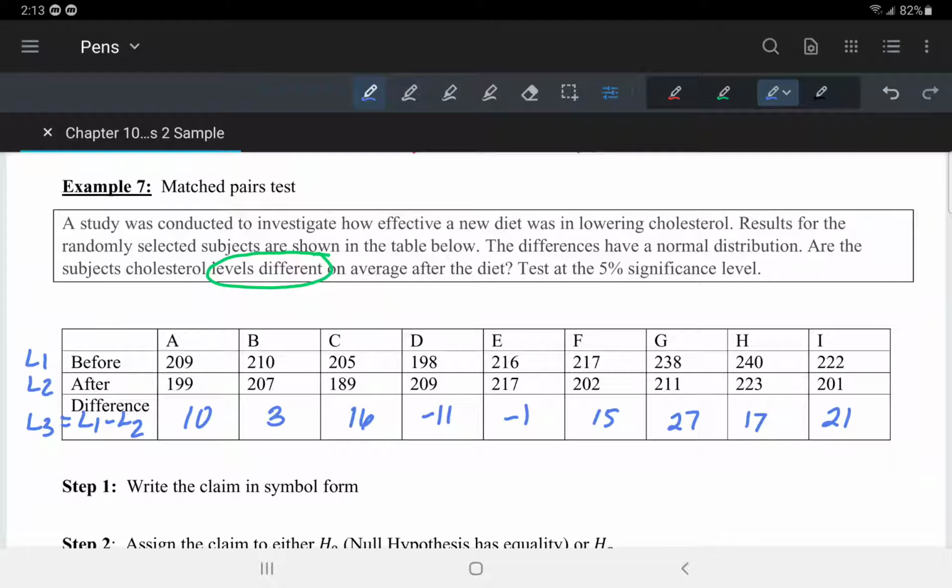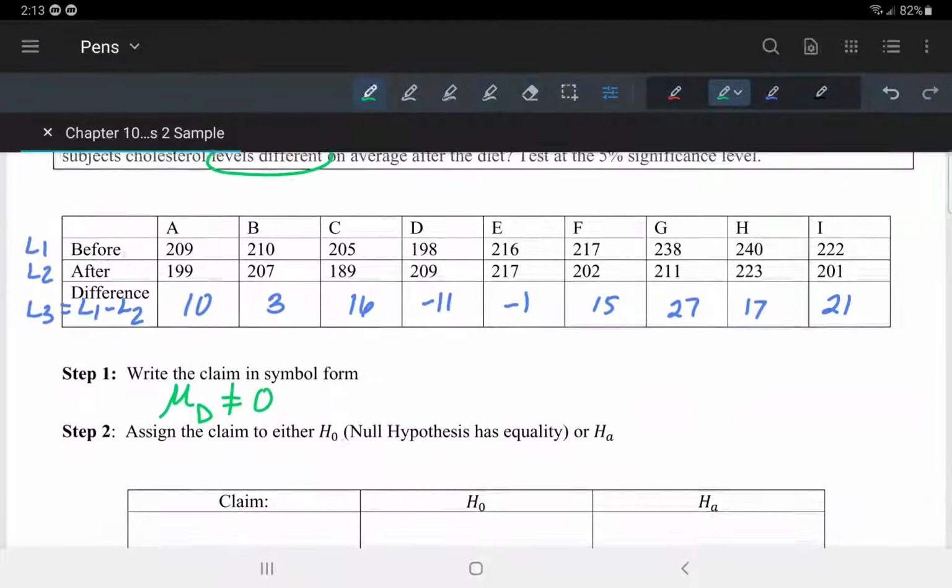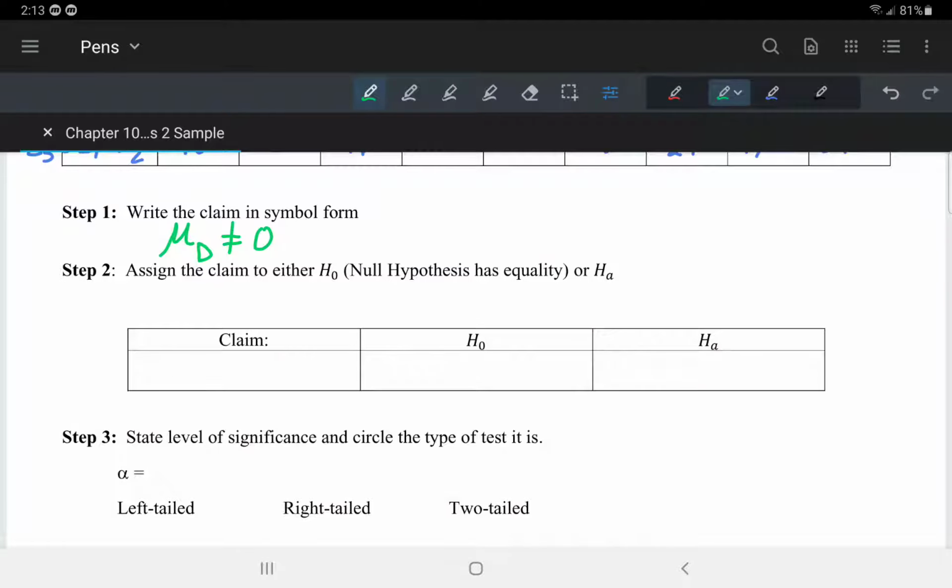So our claim will say, are these levels different? So we're making a claim about the population parameter, mu sub d. We want to show that there is a difference, so that mu sub d does not equal 0. And then we'll go through the same procedure. We can assign the claim mu sub d does not equal 0. That does not contain equality, so it becomes the null hypothesis. The alternative hypothesis will take the opposing viewpoint that says mu sub d is equal to 0. That is, that there is no difference.